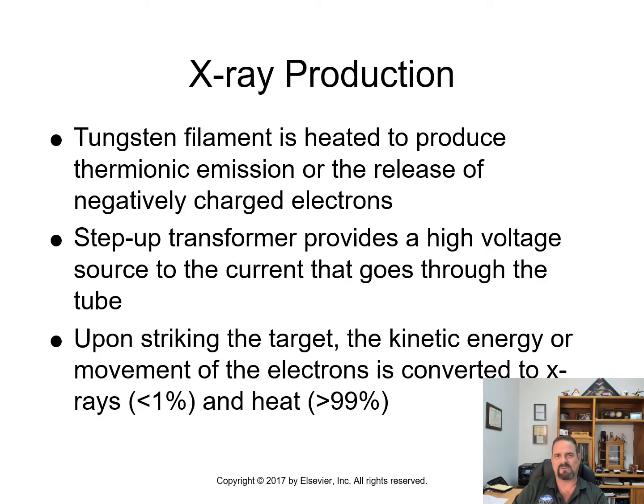X-ray production. The tungsten filament is heated. It produces a thermionic emission, or specifically the release of negatively charged electrons. Okay, let's go back through that. It creates a lot of heat, and through heat production, it releases negatively charged electrons. Then the step-up transformer provides a high voltage source to the current that goes through the tube. Upon striking the target, the kinetic energy, or movement, of the electrons is converted to X-rays, which is less than 1% of the overall process. The heat produced is greater than 99%.